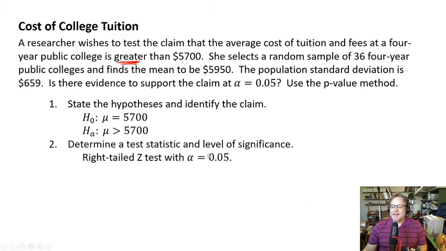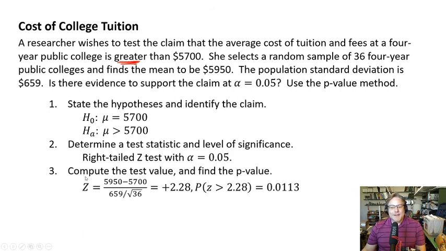Determine a test statistic and a level of significance. This is going to be a right-tailed test because this is greater than 5,700 with alpha equals 0.05. You want to compute the test value. Again, this is going to be a z-test here.